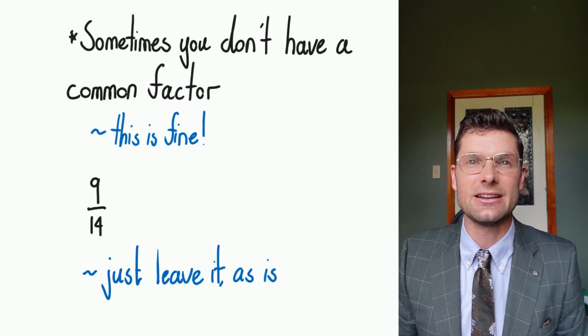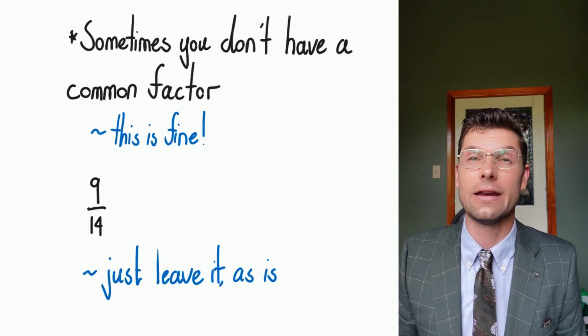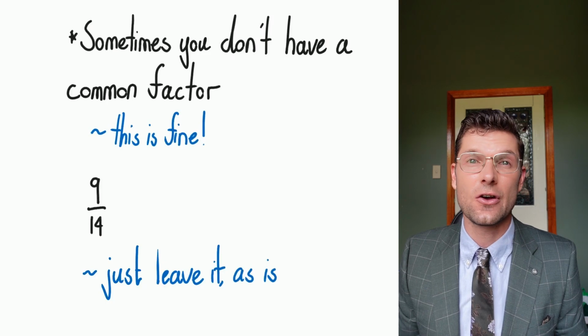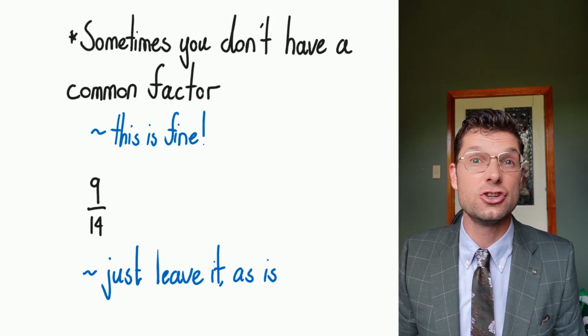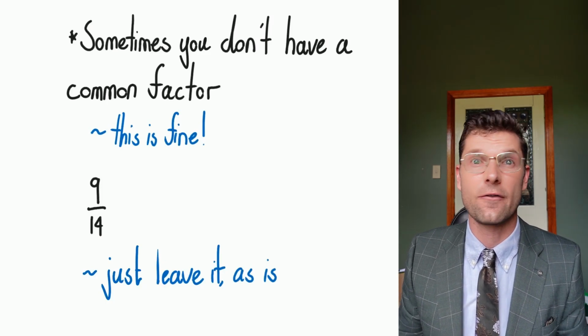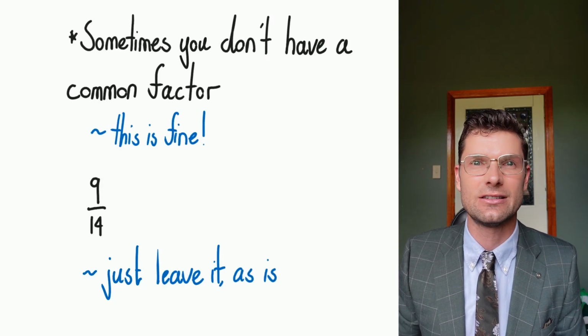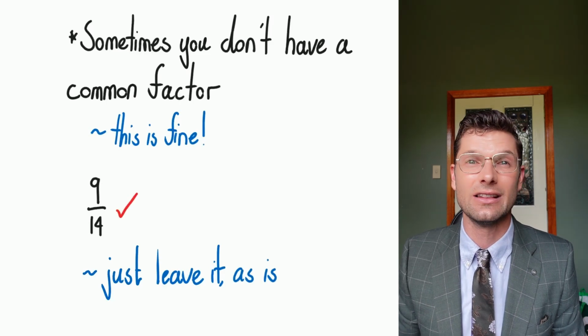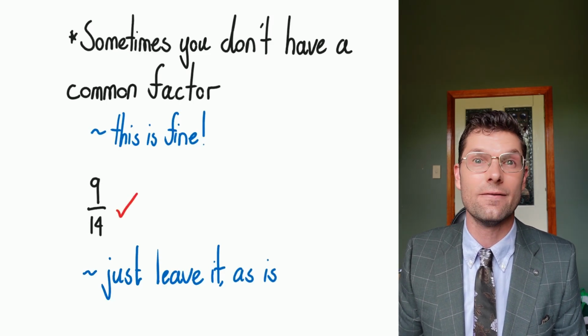Sometimes you'll get to the end of an answer and you will have an answer that is already fully simplified. And in this example, you don't have to do anything. So for here, I've got 9 over 14, and students sometimes think, I've got to do something, I've got to simplify it. In this example, it's already done for you. So you just have to write 9 over 14, you're done. You can leave it as it is if it's already fully simplified.